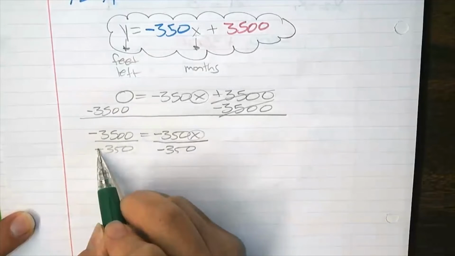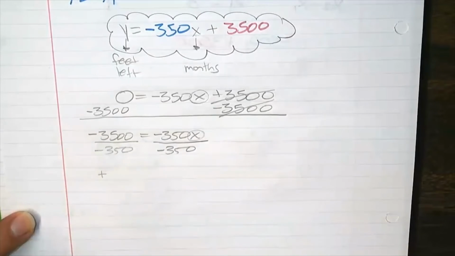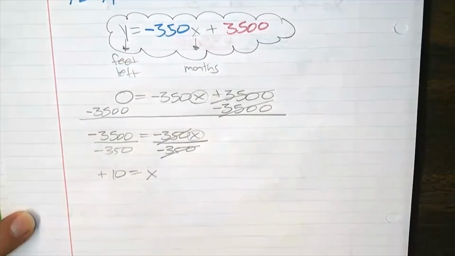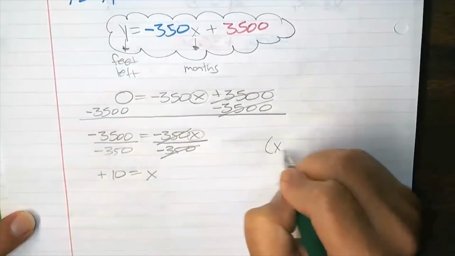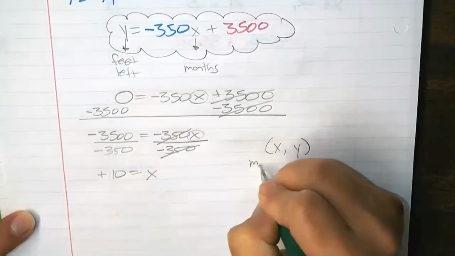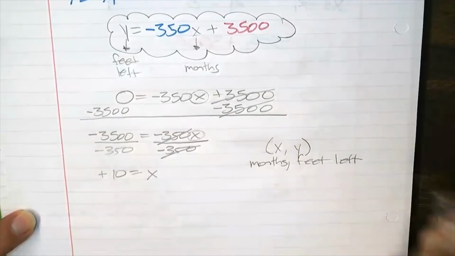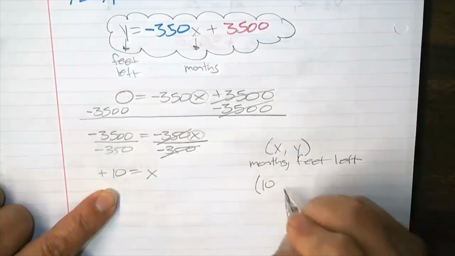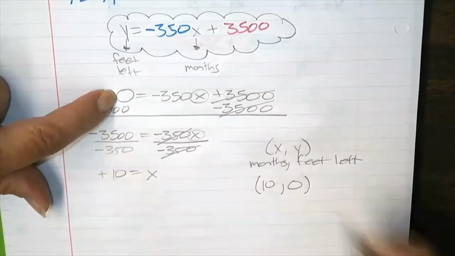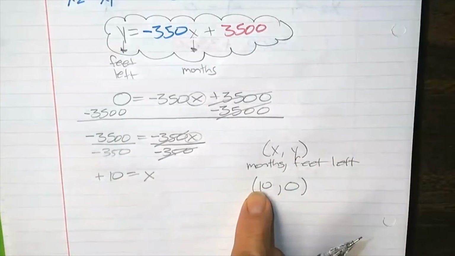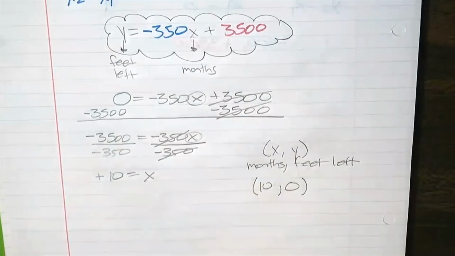What I do to one side, must do to the other. A negative divided by a negative is positive. 3,500 divided by 350 is 10. These guys cancel, and I've got x. Now remember, we have xy. X is months, y is feet left. So when x is 10, we have 0 feet left. So in 10 months, it will take us 10 months and we will have 0 feet left.